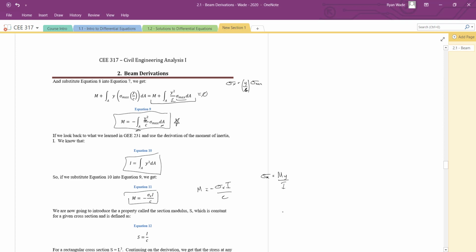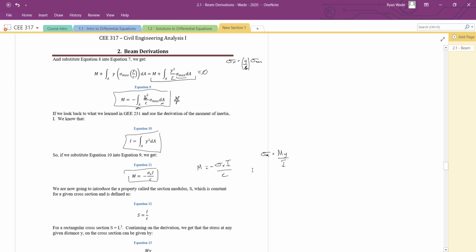which is really a rearrangement of that formula that we know here. So that's where it ends up, where we get the 1 over y value. So that's where we're at the point where we've kind of derived the equation and shown why the equation sigma equals My over I works for the stress at any given point on the cross-sectional area.